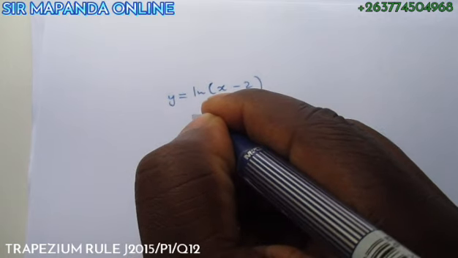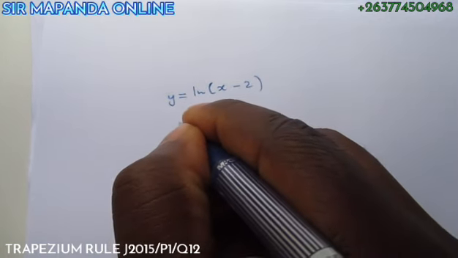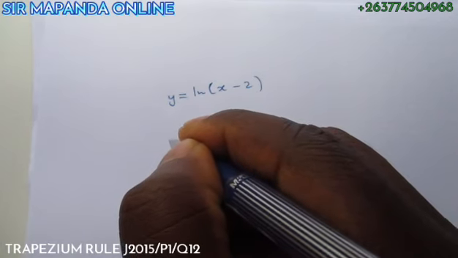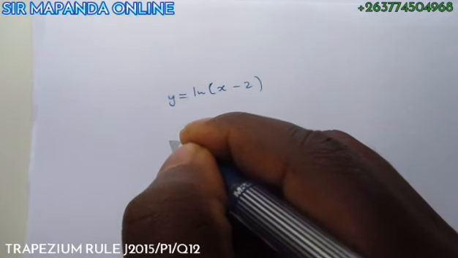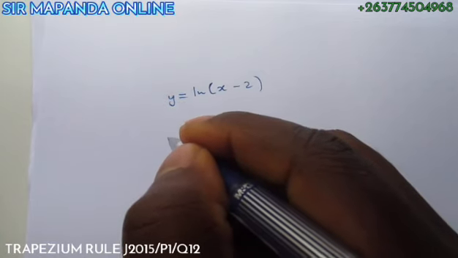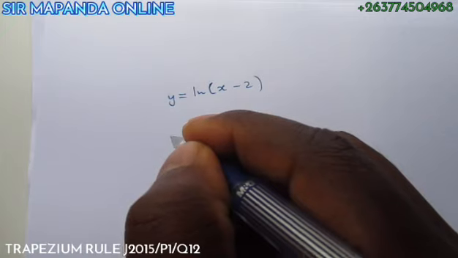You need to acknowledge that there is no ln or log of a negative number. There is no ln or log of 0. I hope you are following.